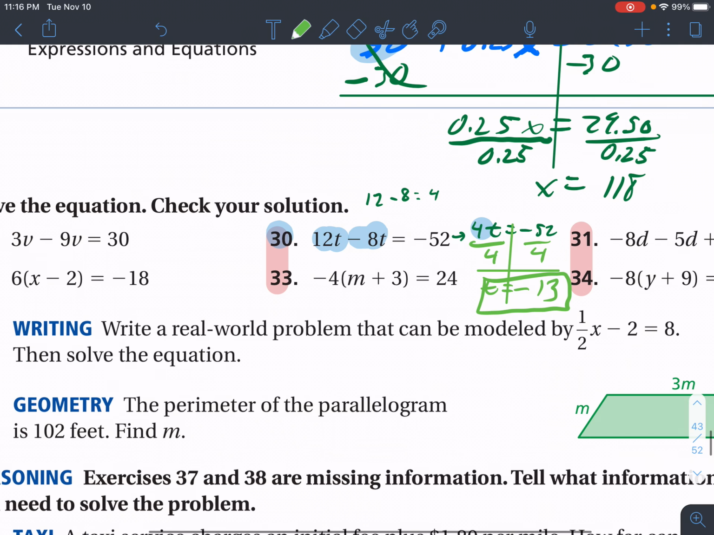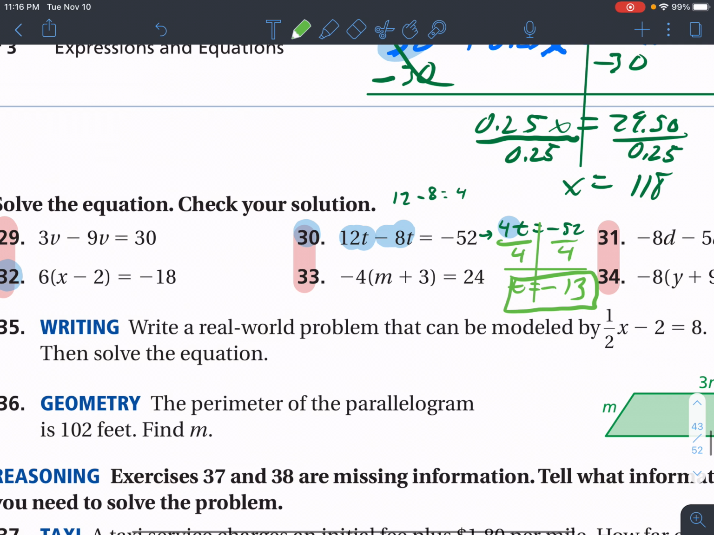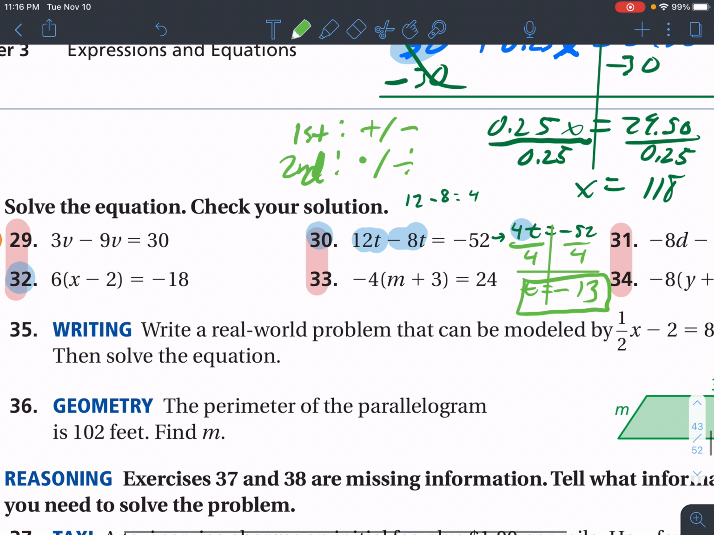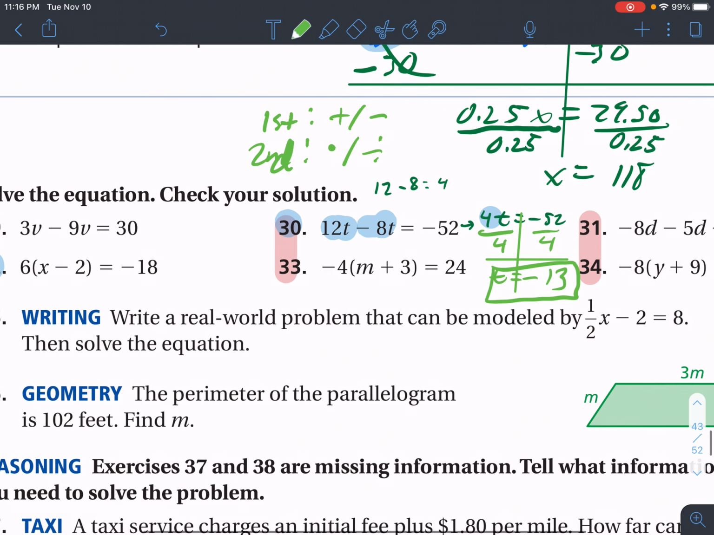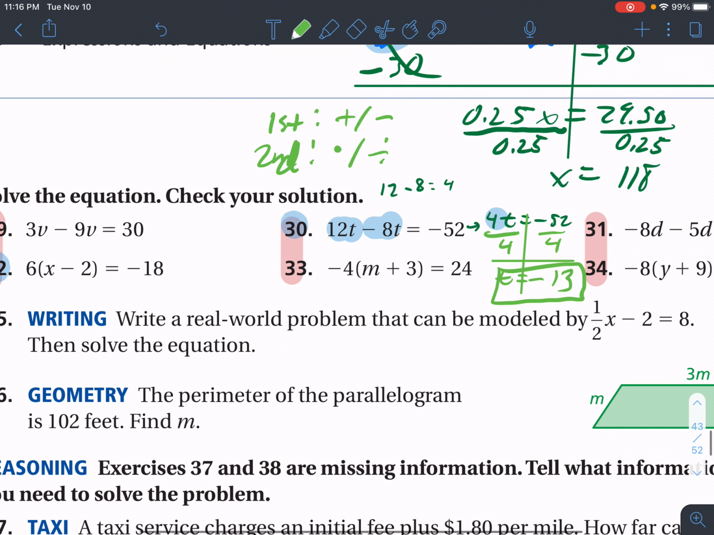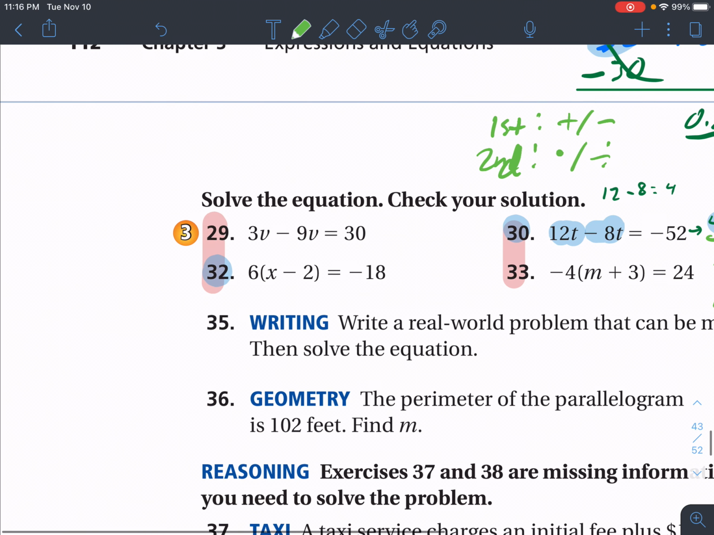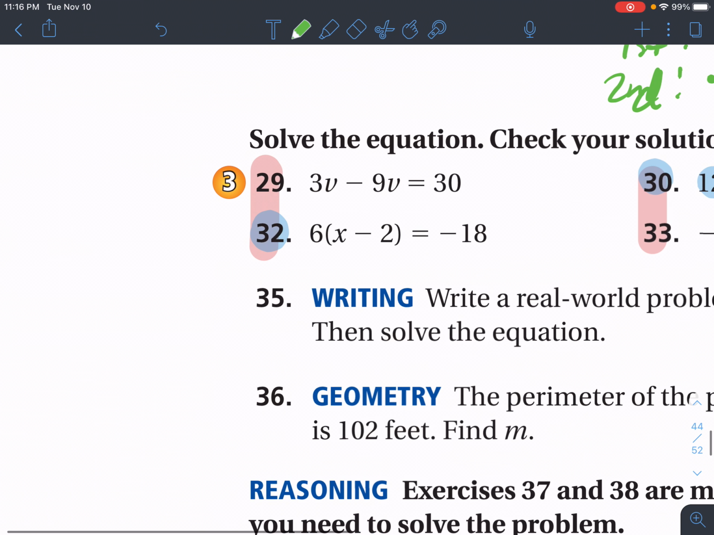Pretty straightforward, right? Now, notice how the first step was still adding or subtracting, and the second step was still multiplying and dividing. So that's done on purpose. Now the next problem is one of the very few times you're going to have to do it backwards. So you're going to do that for 33 and 34 as well. So here's 32.